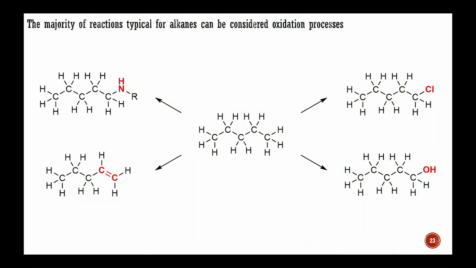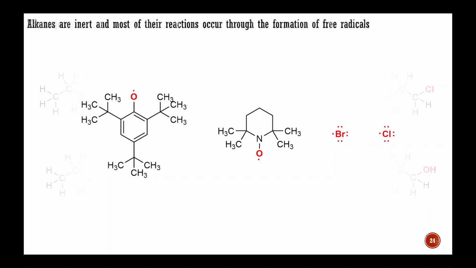The majority of reactions typical for alkanes can be considered oxidation processes, as they are accompanied by either the loss of hydrogen atoms or the replacement of hydrogen with electronegative heteroatoms. Since alkanes are relatively inert molecules, most of their reactions occur through the formation of free radicals, either by the scission of a carbon-carbon bond or by hydrogen abstraction. You may have heard of free radicals, which gain their reactivity from having an unpaired electron.